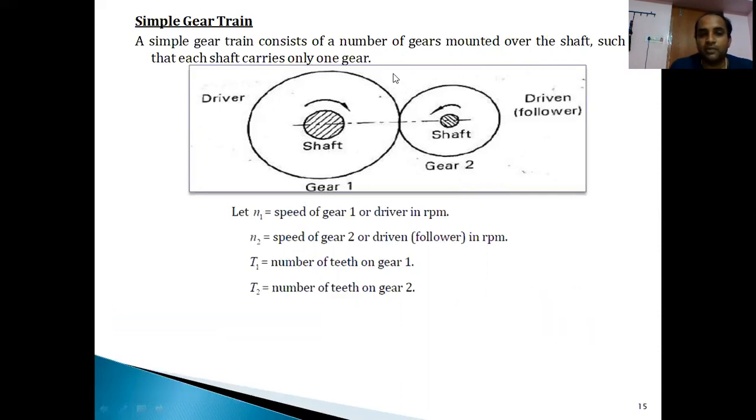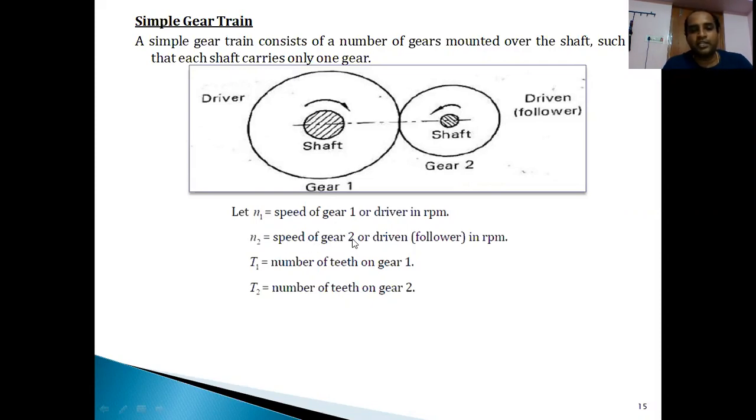So a simple gear train is nothing but the number of gears used such that each gear has a separate shaft for itself. Each shaft carries only one gear. So in the picture you are observing that there are two gears, which means these two gears should have two shafts: shaft 1, gear 1, shaft 2, gear 2. In that, this one is the driver gear, and the other one is the driven gear.